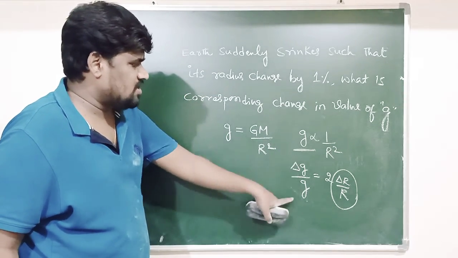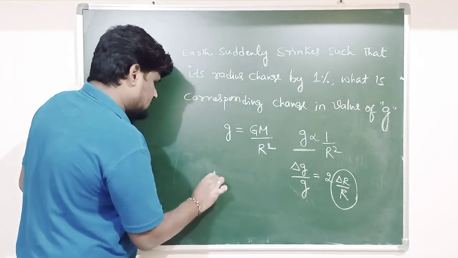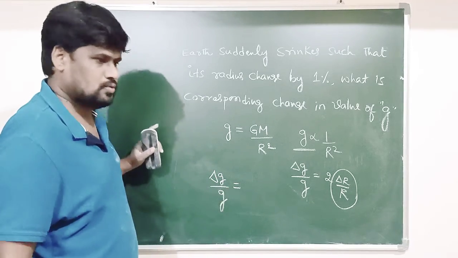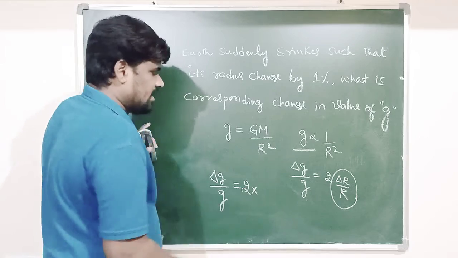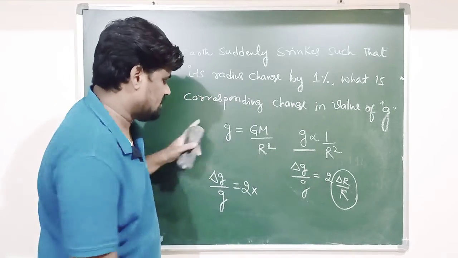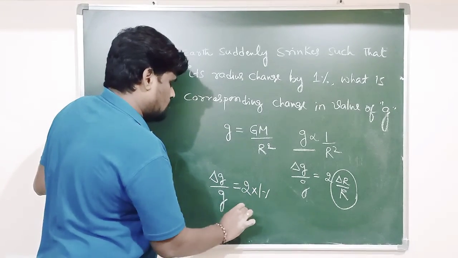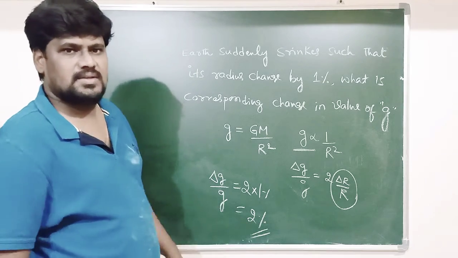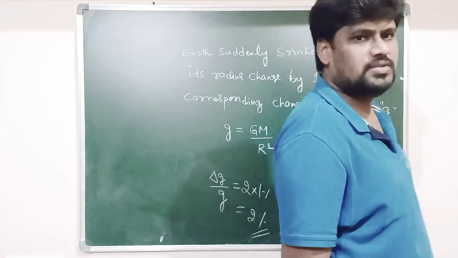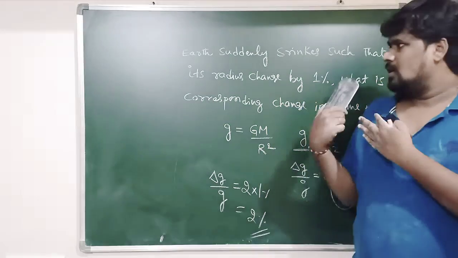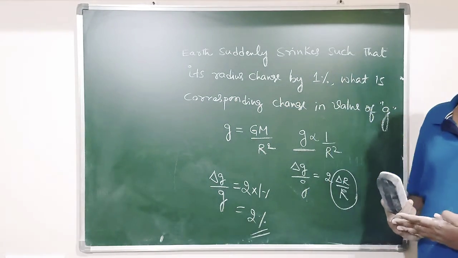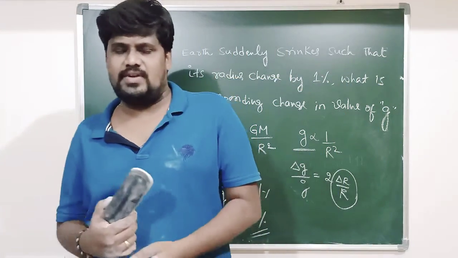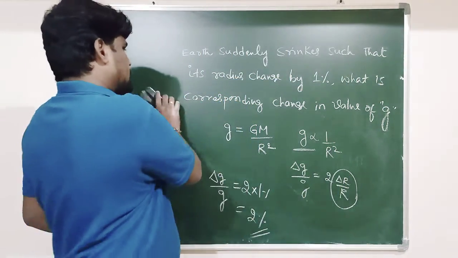How much is the change in g? Therefore, what is the change in g? Delta g by g should be equals to 2 times the corresponding change in radius. Yes, 1%. Therefore, how much is the change in g? The answer is 2%. So, in this way, I can use the same formula to calculate acceleration due to gravity in the lesson called gravitation.